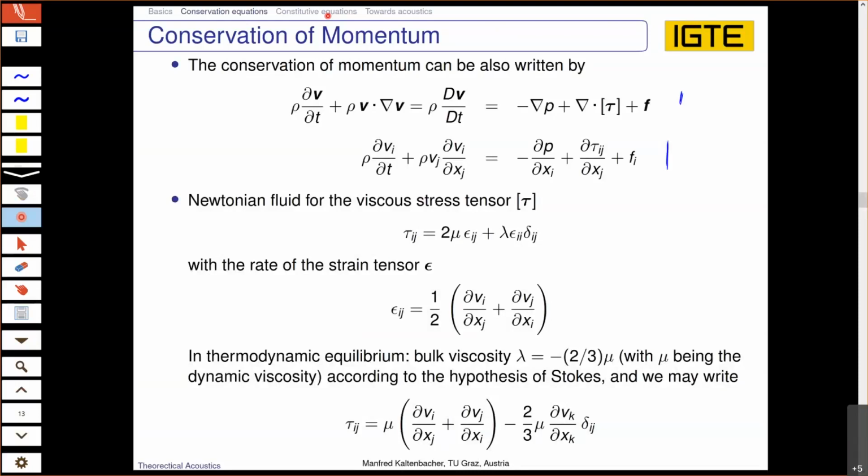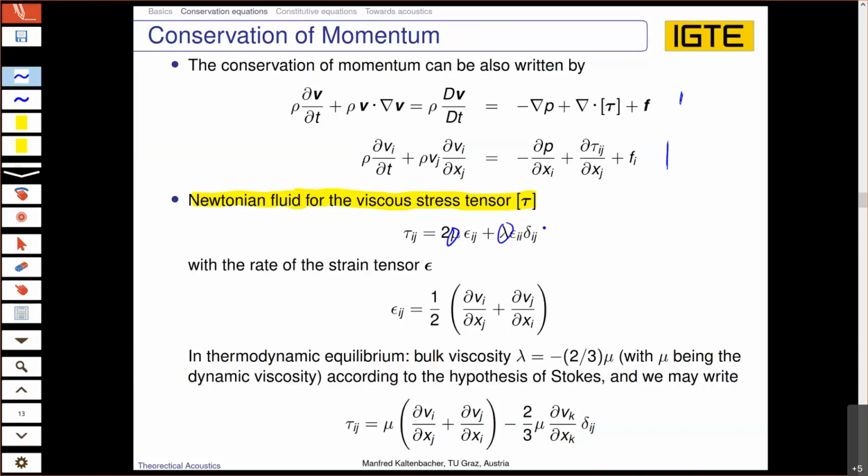And we already introduced a first constitutive relation in fluid dynamics: we assume a Newtonian fluid to be able to express the viscous stress tensor by two material quantities which we have here. This is mu, which we also call the dynamic viscosity, and lambda, which is the bulk viscosity.